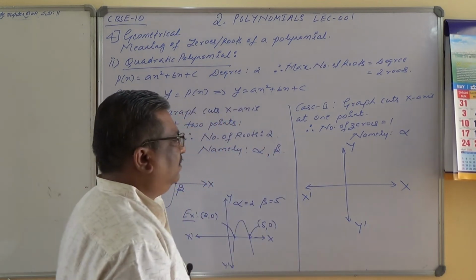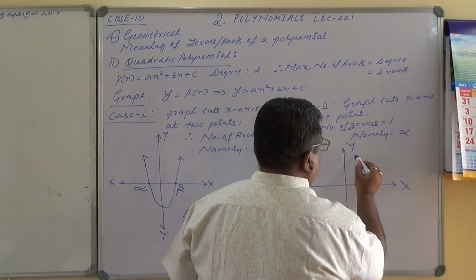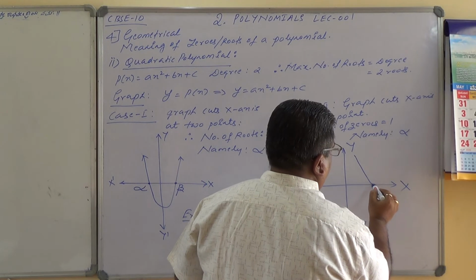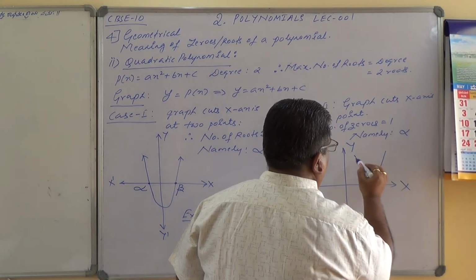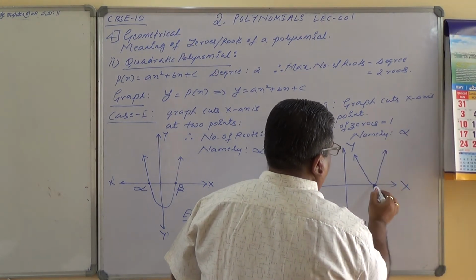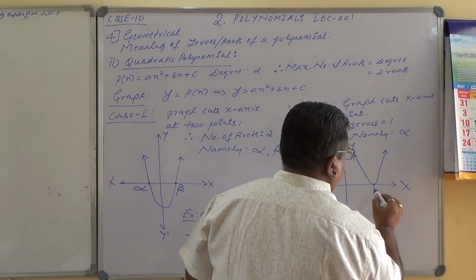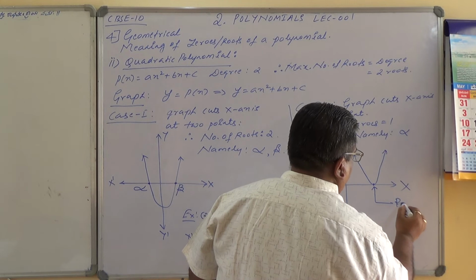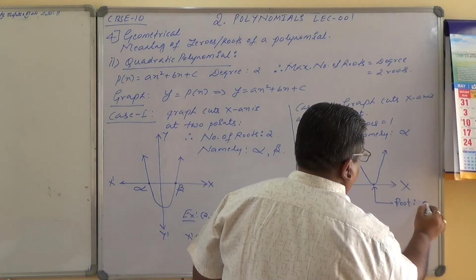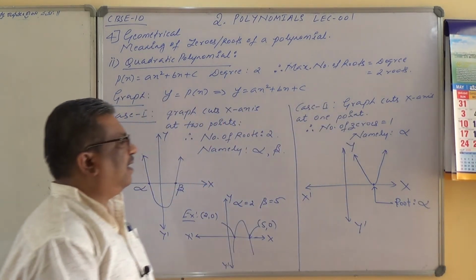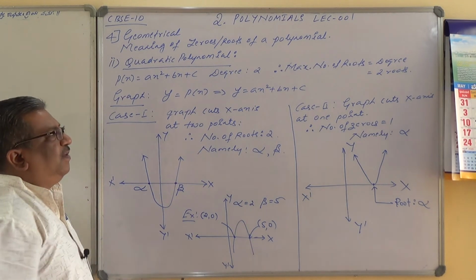At only one point. Can we get the graph something like this? This is the graph and this is the point of intersection, and therefore this point of intersection is the root here, which is alpha. It can be either alpha or beta. Is it very clear for you?